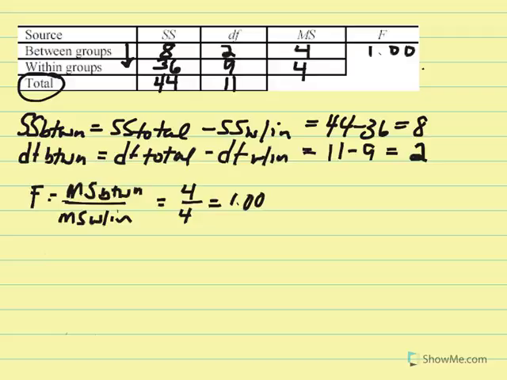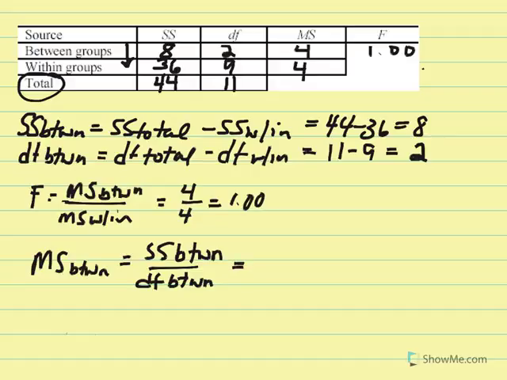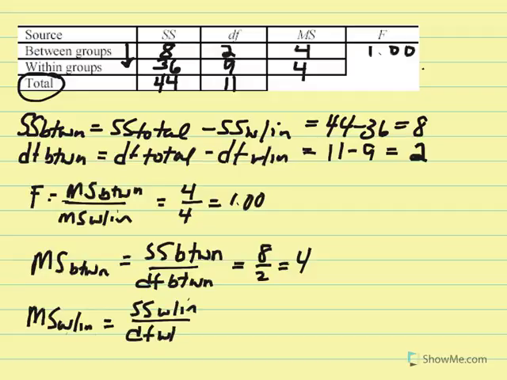And before we get to that point, we had to calculate, and I may have already done this, and if so, I apologize, MS between was equal to SS between over its corresponding degrees of freedom. And that's equal to 8 over 2, and that's where we got the 4. MS within is equal to SS within over its corresponding degrees of freedom. And that was equal to 36 over 9, and that was equal to 4. And those are the values we use to calculate our F ratio. Again, I apologize if I already said this.